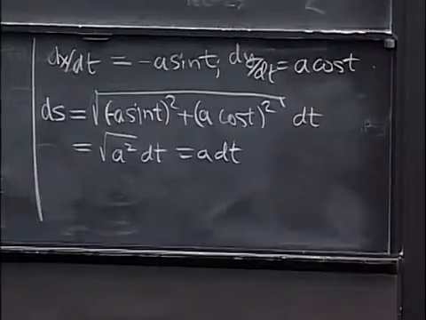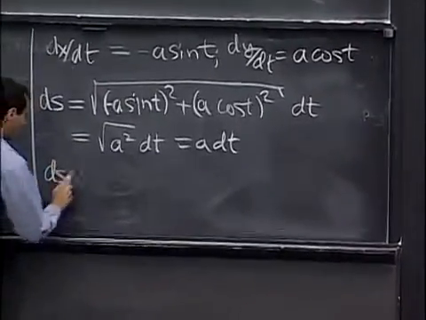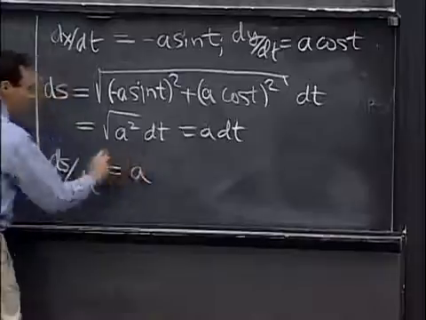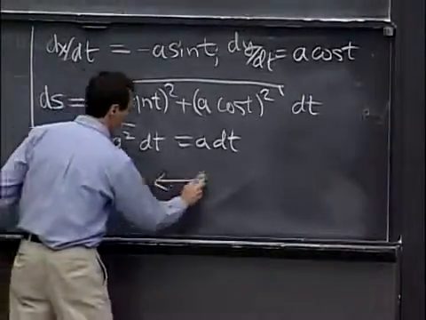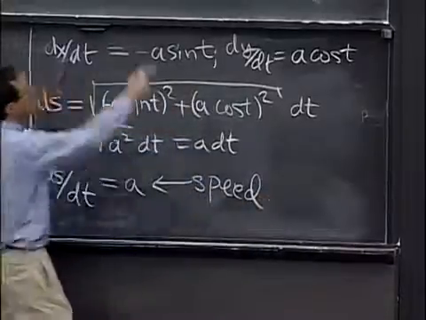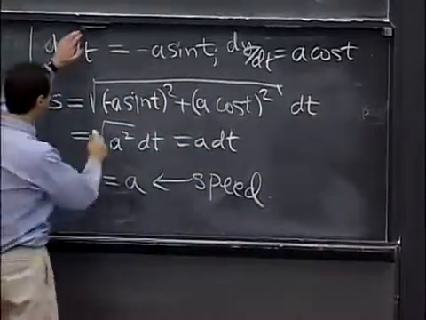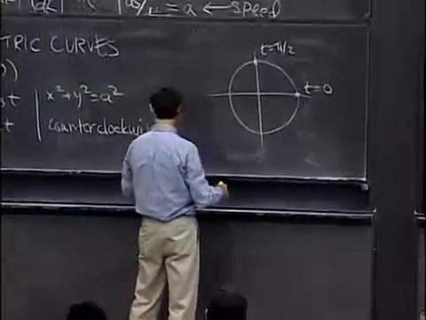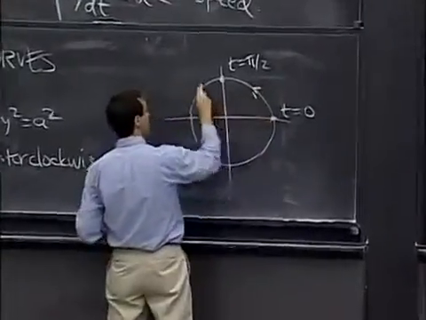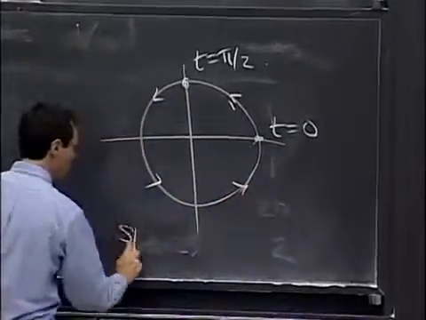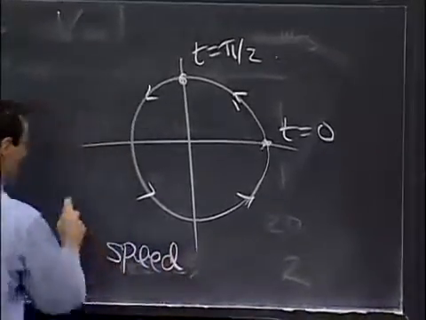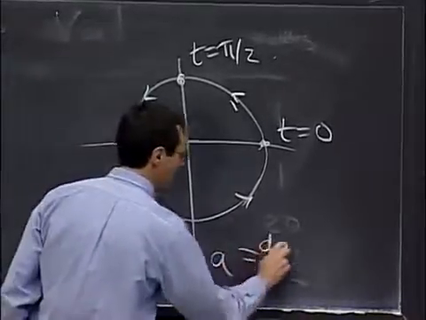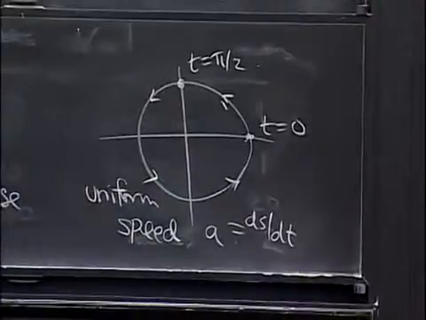Now, I was about to divide by dt. Let me do that now. We can also write the rate of change of arc length with respect to t, and that's a in this case. And this gets interpreted as the speed of the particle going around. So not only is the direction counterclockwise, but we also have that the speed is, if you like, uniform, constant, and the rate is a. So that's ds dt, traveling around.